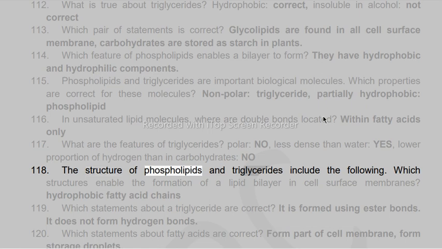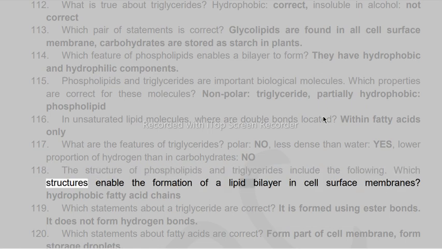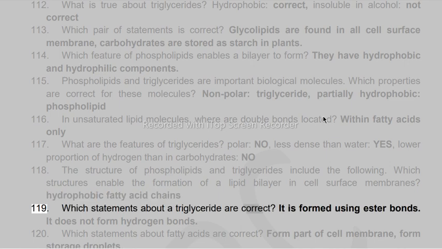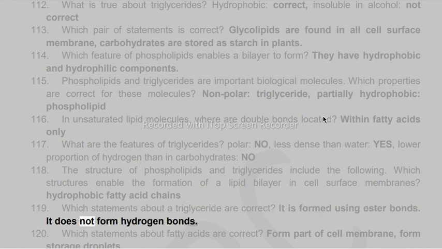118. The structure of phospholipids and triglycerides include the following. Which structures enable the formation of a lipid bilayer in cell surface membranes? Hydrophobic fatty acid chains. 119. Which statements about a triglyceride are correct? It is formed using ester bonds. It does not form hydrogen bonds.